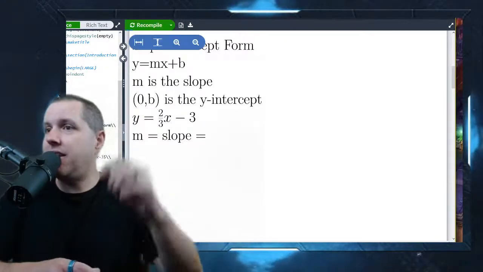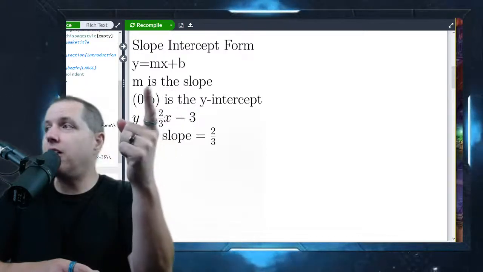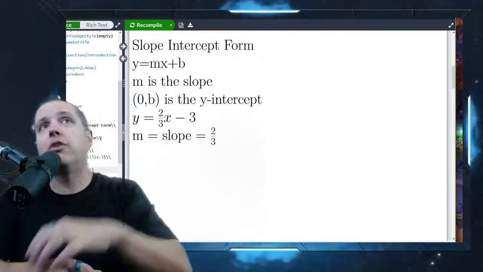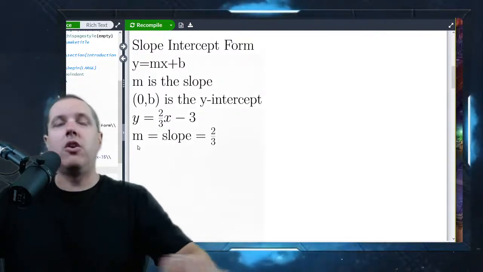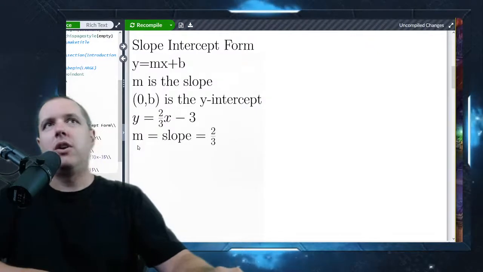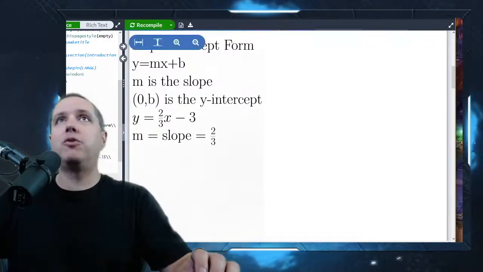Remember last time we had to take points and calculate the slope? I didn't have to do that. All I did here was look at my problem and say the slope's 2/3, right? Because I know my slope-intercept form. Okay, so what about a point, right? There's lots of lines with slope 2/3, right? I'll show you.